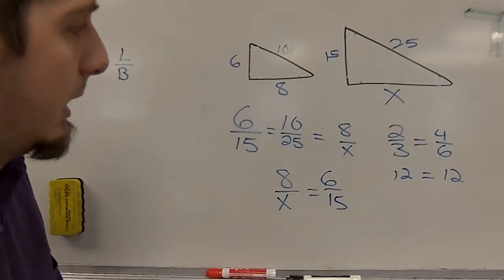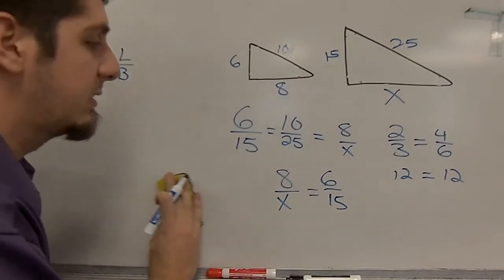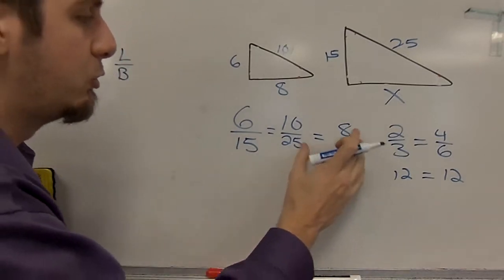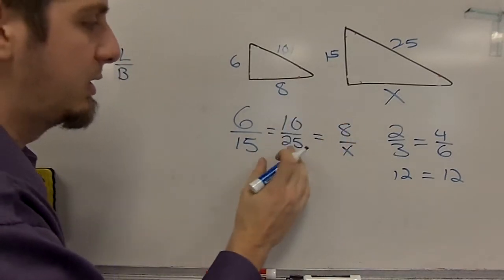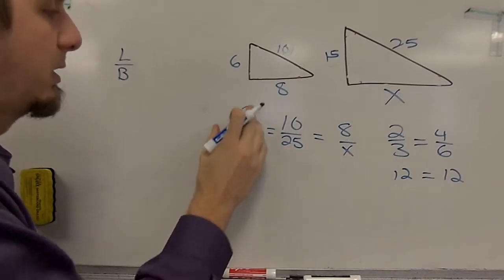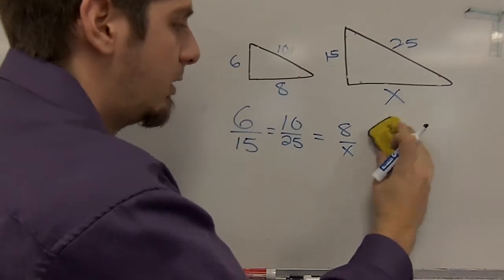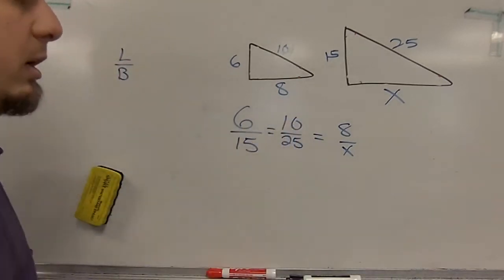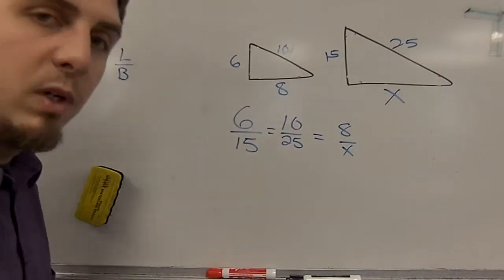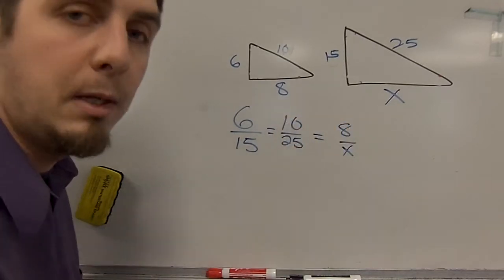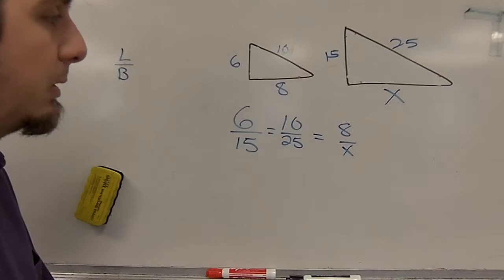Now, one thing I suggest you do, you can very easily do what I just did and cross multiply with the 10/25 or cross multiply with the 6/15. However, the bigger these numbers are, the more complicated that one-step equation is going to be, and the more complicated the cross multiplying is going to be, and the more time-consuming it's going to be.